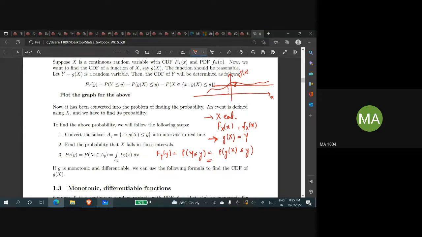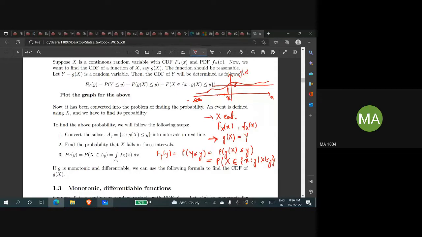You see that for the interval from minus infinity to this particular x, g(x) is coming out to be less than or equal to y. So this is the same as finding the probability for such x, such that x belongs to the set of x where g(x) is less than or equal to y. So you need to find the probability for all such x.